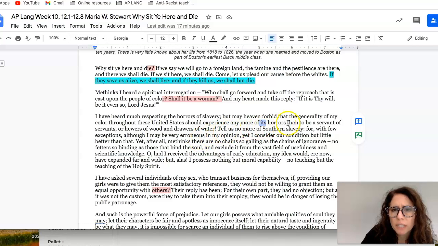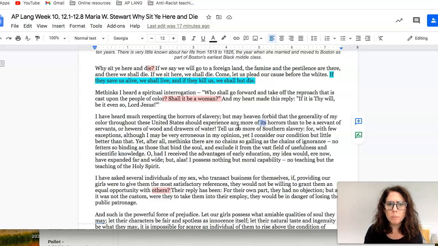So she's explaining, if I don't know what these things are, I'm thinking, all right, people who look like her, people who look like me, that's what Maria is saying. In this country, God forbid we should ever experience the horrors of slavery.